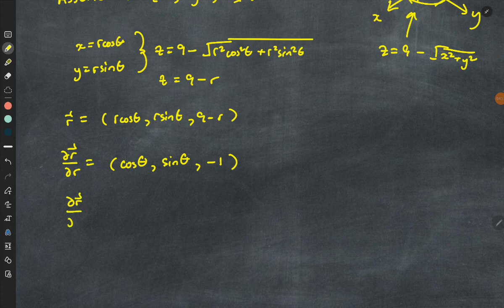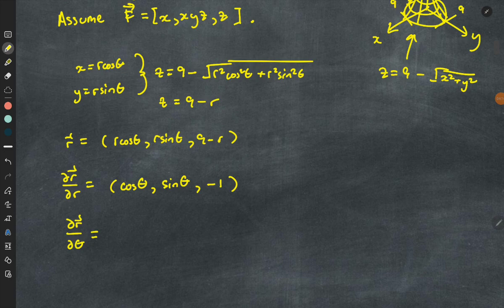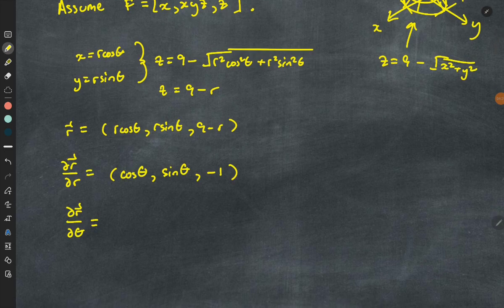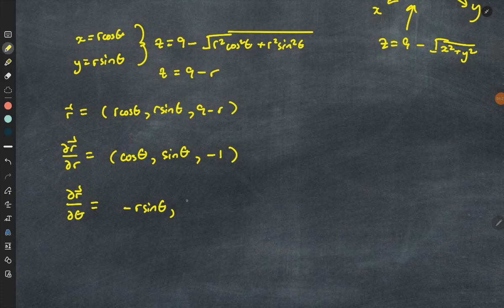Our second partial, we're going to be working with the variable theta. So r cos theta becomes negative r sin theta. The r is just treated as a constant, by the way. r sin theta becomes r cos theta, and for the last component there aren't any thetas in here, so we're just going to leave it as 0.